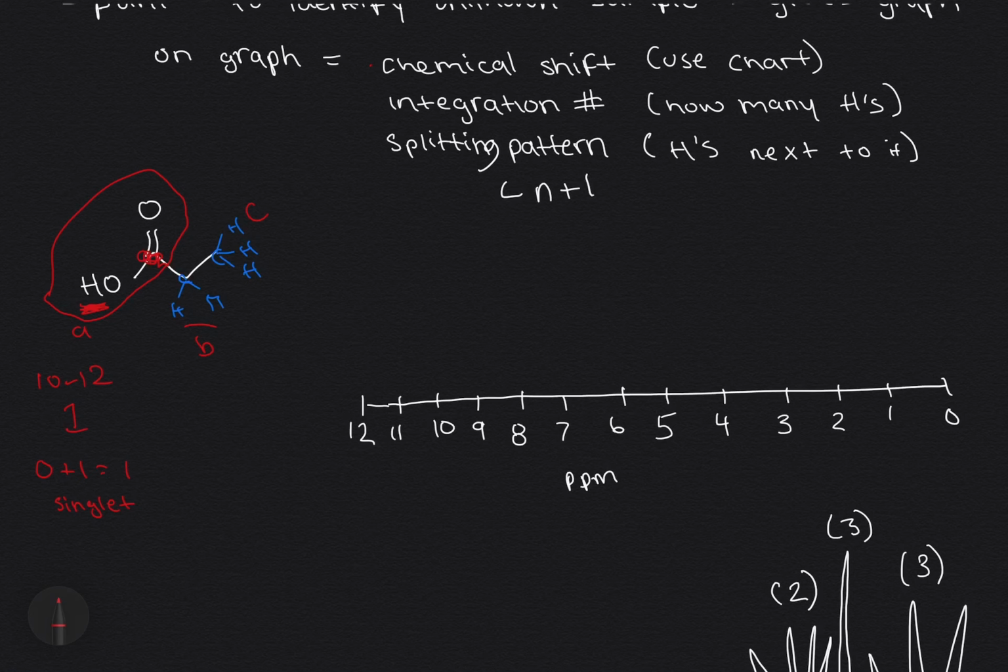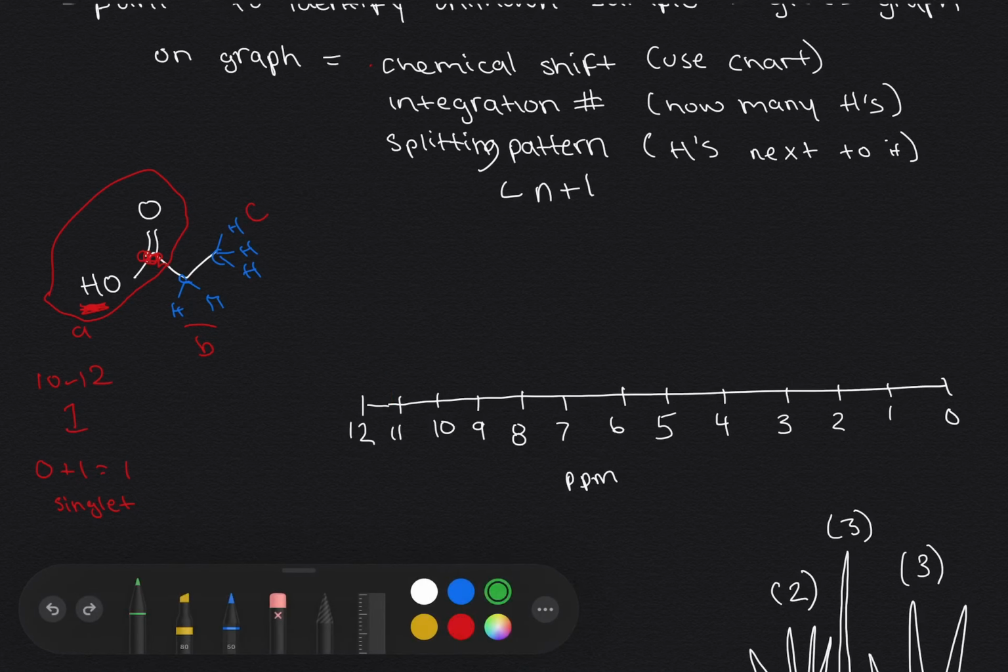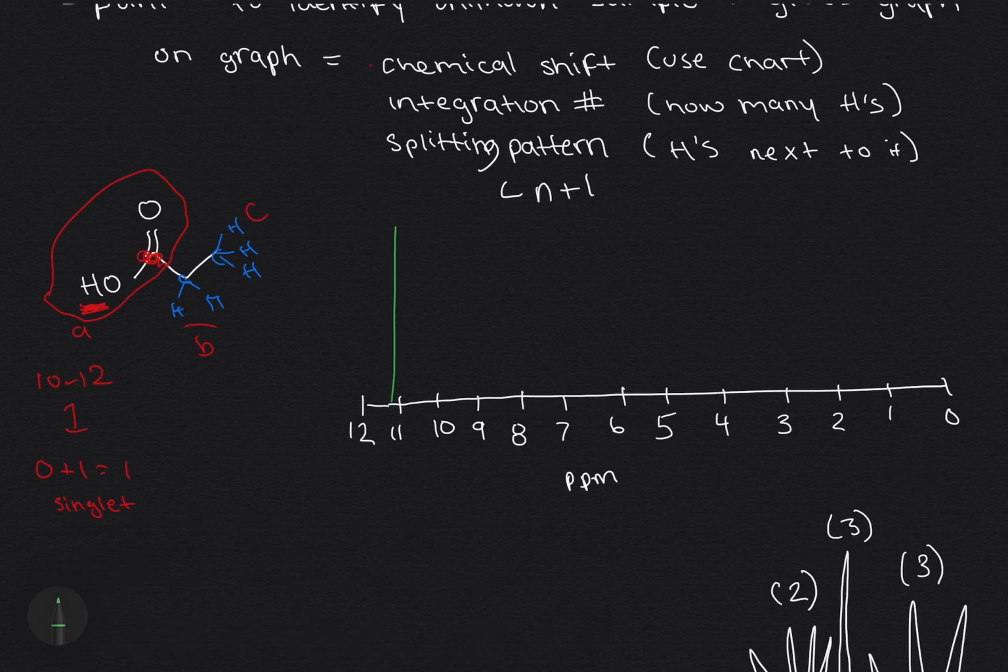Okay, so let's go ahead and draw that one on there. So anywhere between 10 to 12, we'll just draw it right at 11, there's going to be a singlet. Let me do it in a different color, just to give us some contrast here. There we go, singlet, just 1 peak, just like that. The integration number is 1.